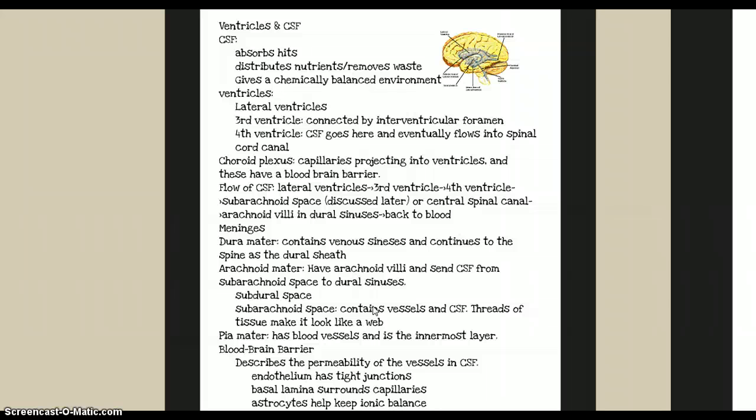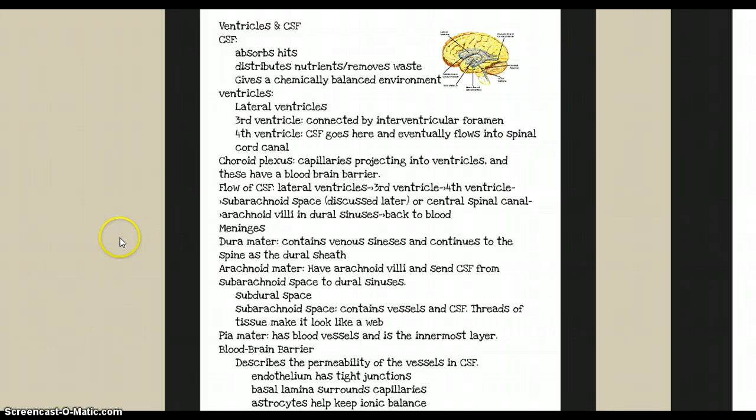So now let's talk about the blood-brain barrier. It describes the property of permeability of the blood vessels in the cerebrospinal fluid. So the endothelium of the blood vessels in the ventricles have tight junctions, preventing bad substances from leaving the blood into the brain cavities. Then after that, there's also a basal lamina, another layer that surrounds the capillaries, and you usually don't see this in blood vessels. And then after that, there are astrocytes as well, and we talked about this last episode, but they help keep ionic balance.